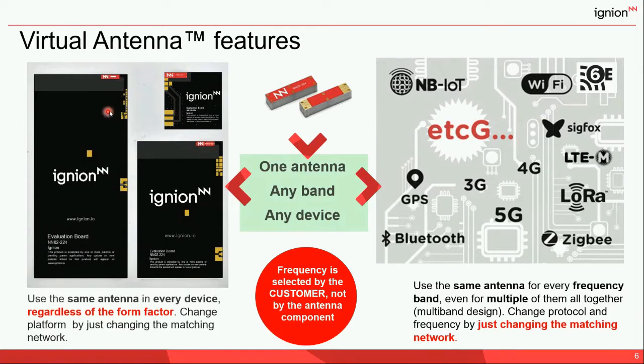and the only thing we need to change from one device to another device is a matching network, which is a combination of components, inductor and capacitor. Even if you want to change the frequency of operation from one device to another device, again, we don't need to retune the antenna by changing the component or doing a new antenna from scratch. The only thing we need to do is to change a matching network. And this, by the way, is easier and faster than designing a customized antenna.